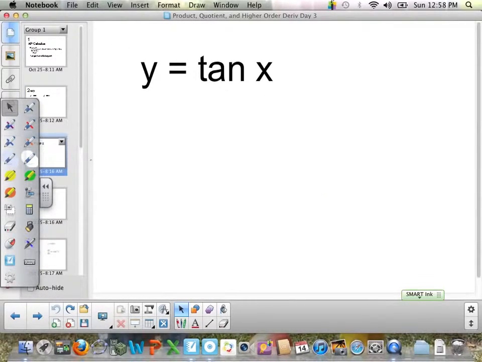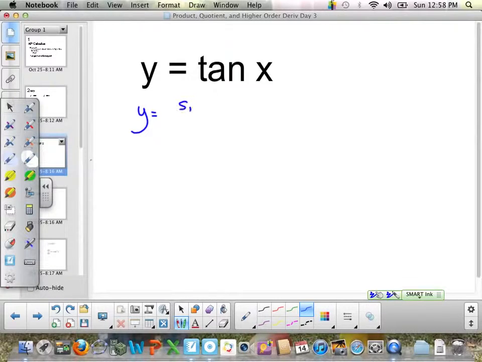Now, as you learned in your pre-calculus classes, tangent is the same as y equals the sine of x over cosine x. All trig functions can be boiled down to sine and cosine. And as we're looking for the derivative of this, it is a division problem. So to take the derivative of tangent, we're going to use the quotient rule.